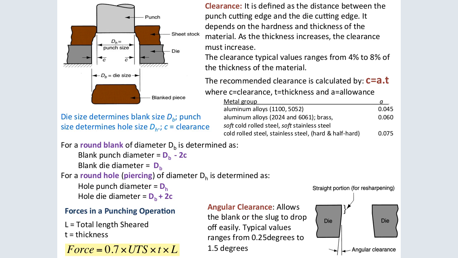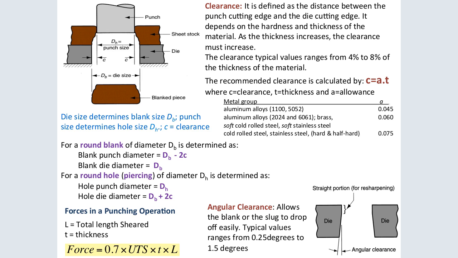These are the alloys of the metal groups. The aluminum alloy has between 1,100 to 52 aluminum alloys. Also can also be between 20, 24, and 60, 61. Sometimes when a calculation is brought to your examination, you will be able to be given these alloy figures.